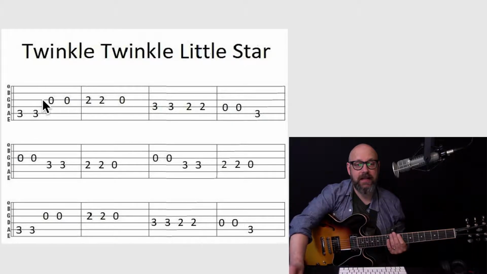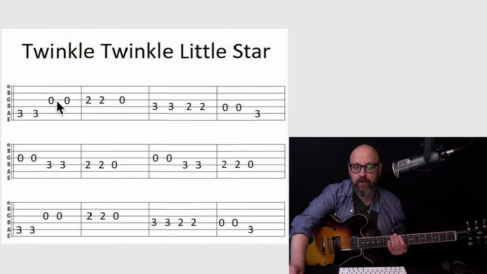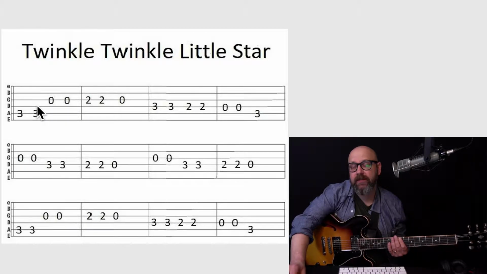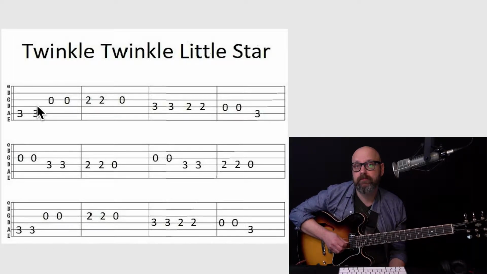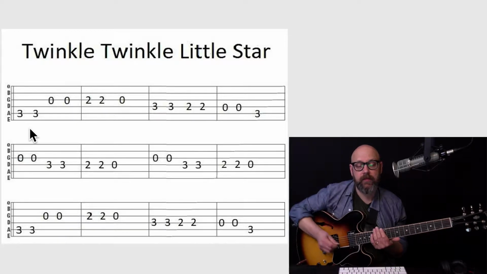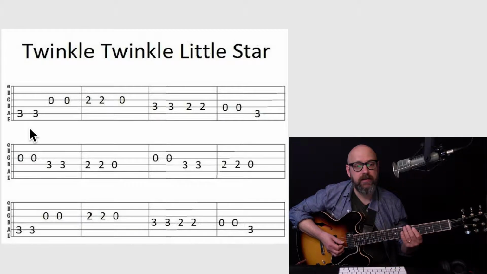Moving along, for the second two, we've got two zeros here on the 3rd string. What that means is that you play the 3rd string, but as you can probably guess, the 0 means no fret. So it just means you play it open. Taken together, these first 4 notes sound like this.